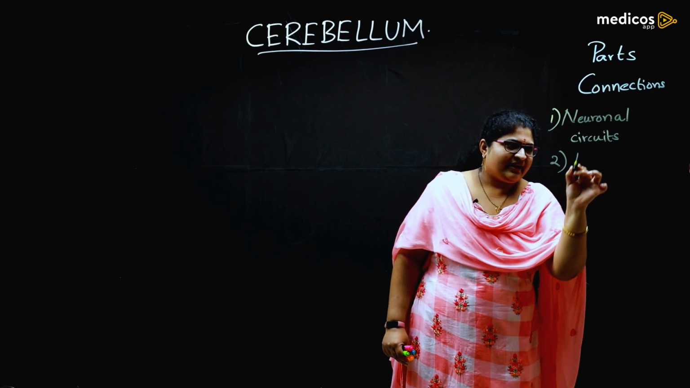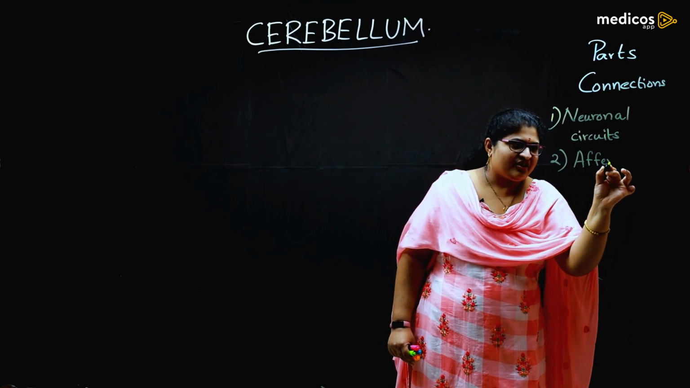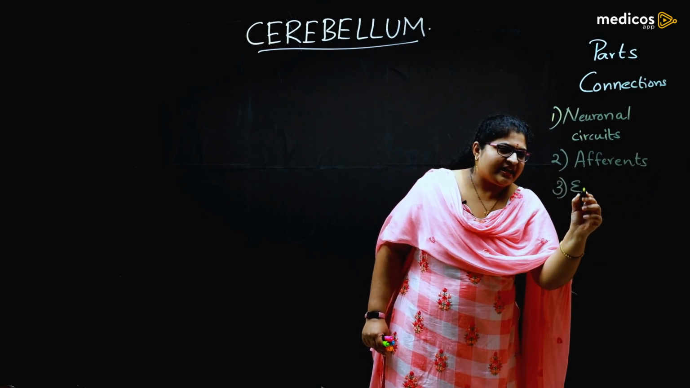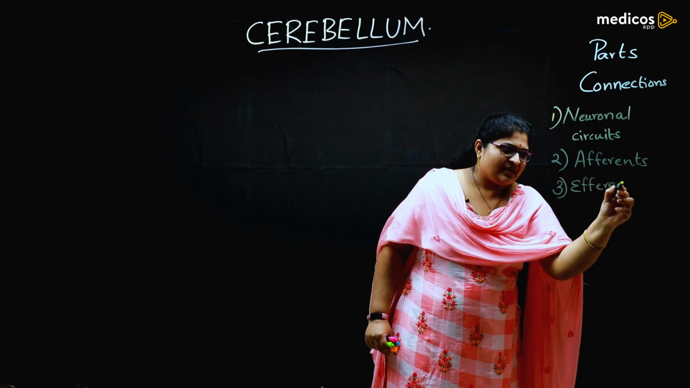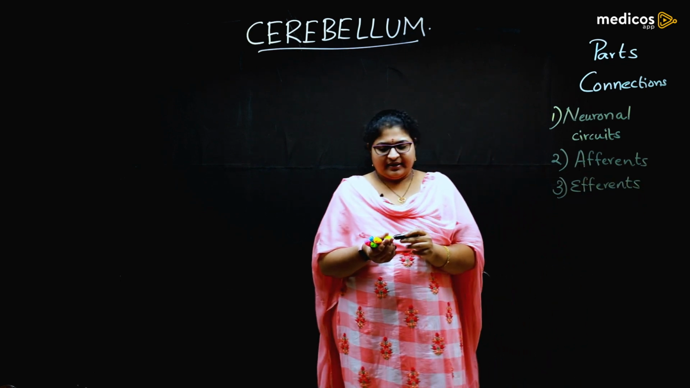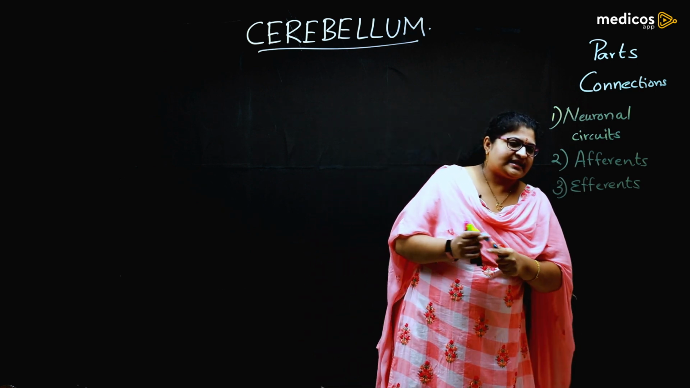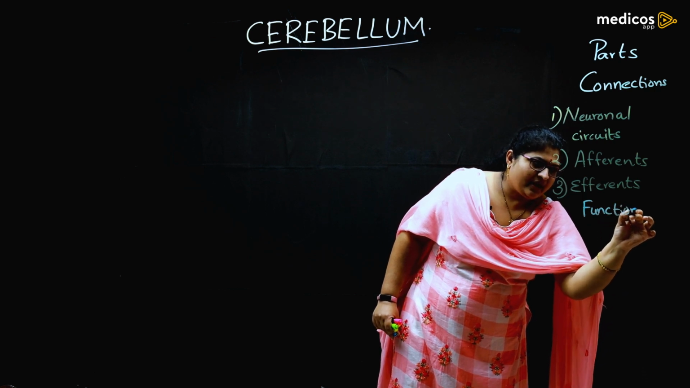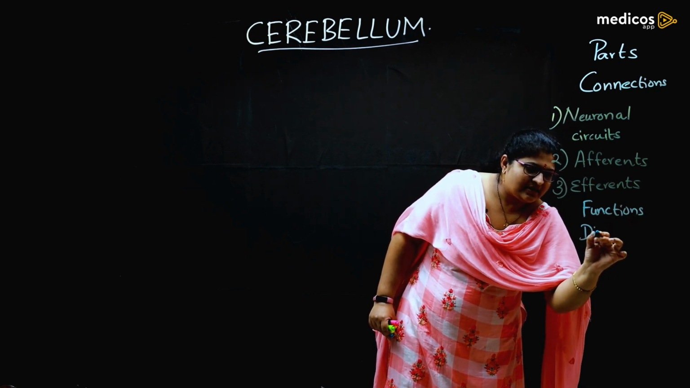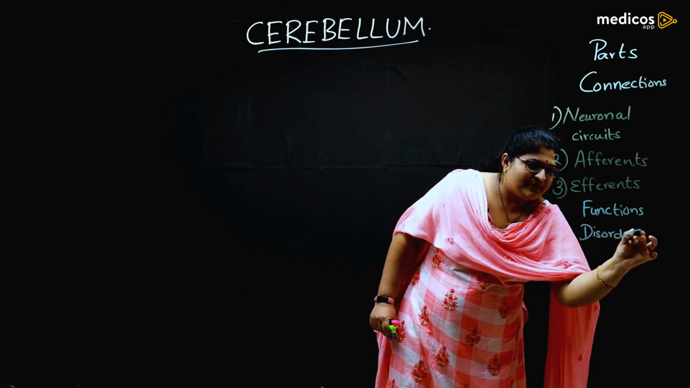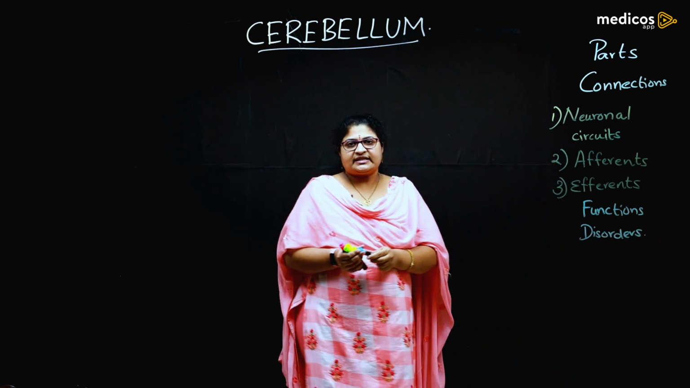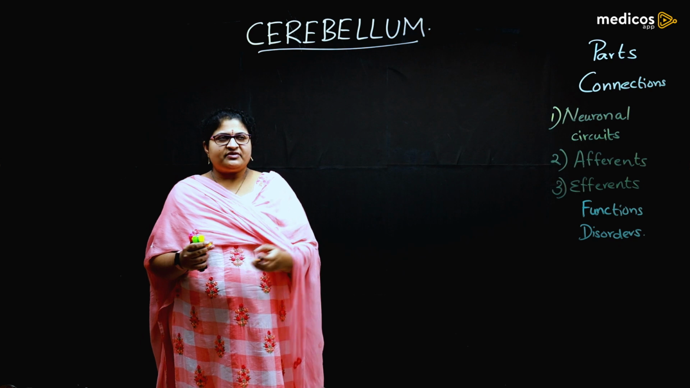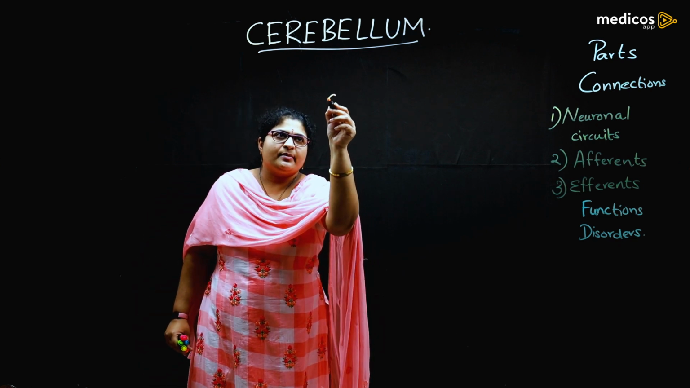And what are the different afferents which bring information towards cerebellum, and what are the different efferents which take information away from the cerebellum. And then again we will have to discuss about functions carried by cerebellum and then cerebellar disorders in brief. So this is the brief outline in which we are going to discuss this topic. So let us first see the functional classification of cerebellum. Okay, so let's start cerebellum first.